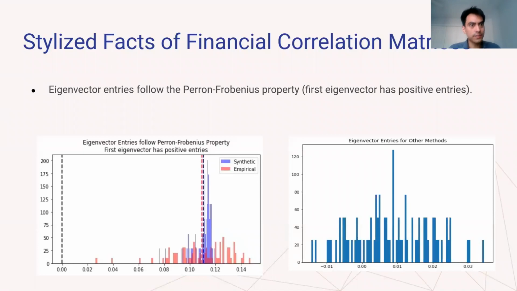The fourth stylized fact is that the eigenvector entries follow the Perron-Frobenius property, which is that the first eigenvector has positive entries. And here in the picture, again, you will see on the left, empirical and CorrGAN overlap with each other, and all the eigenvector entries are positive. But on the right, you will see other methods. Even though most of them are positive, you will see some that are negative, thus violating this property.